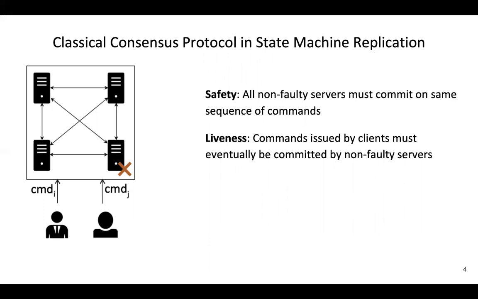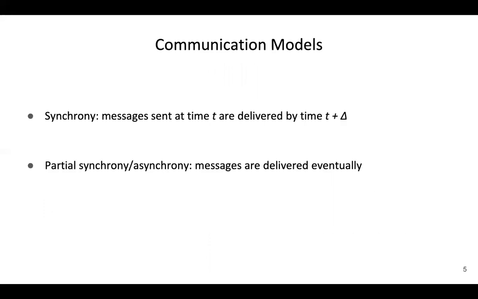In this work, what we are interested in is the latency of such commits. Whenever we talk about latencies of a consensus protocol, it depends on the underlying communication model. The basic communication models that are generally considered are the synchrony model, where messages sent at time t are delivered by time t plus big delta, where big delta is a pessimistic network delay. The other models are partially synchronous or asynchronous models, where messages sent are eventually delivered.